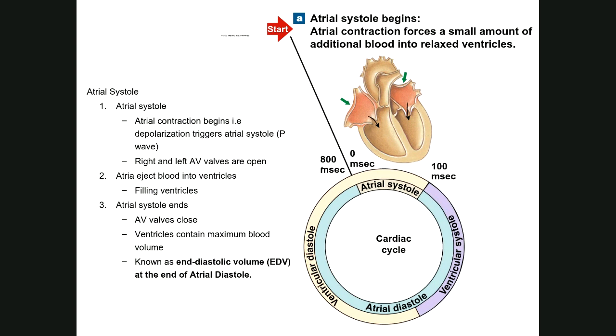When the ventricles are filled, this is what pushes the atrioventricular valves closed. The ventricle now contains the maximum blood volume, which we call the end diastolic volume, EDV, at the end of atrial diastole.